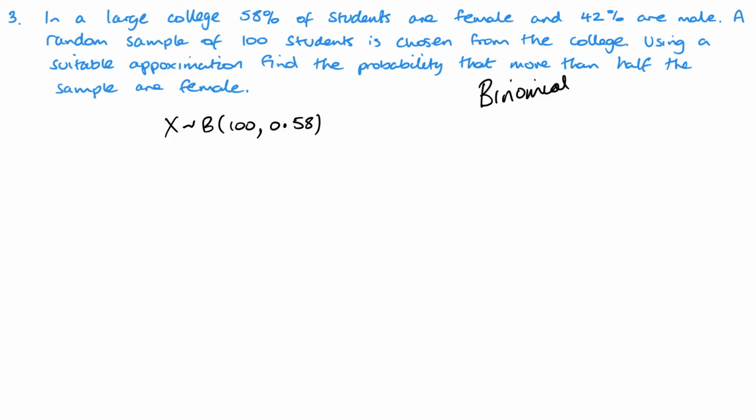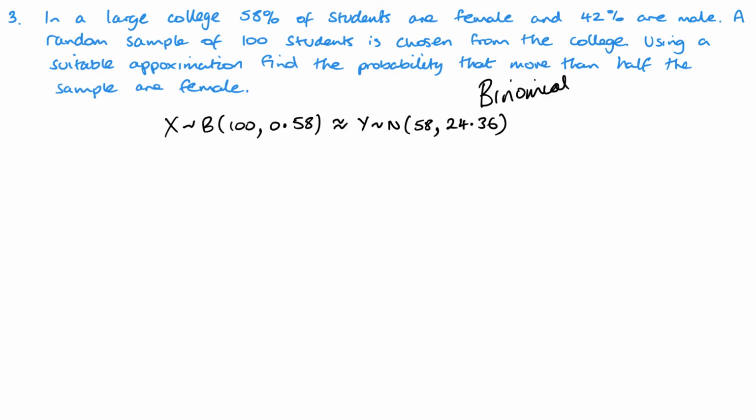Obviously now we need to look at an approximation. So approximating this now, if you remember, it's going to be NP. So approximate the normal. Mean is NP, 100 times 0.58 is going to be 58. And then our variance is NP multiplied by 1 minus P. So that would be 58 times 0.42, which gives me 24.36 exactly.